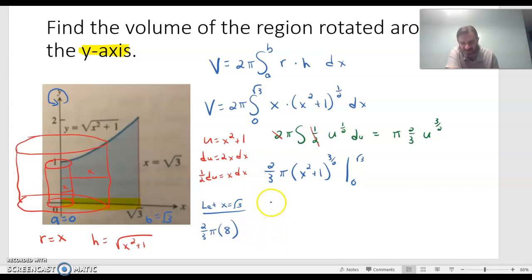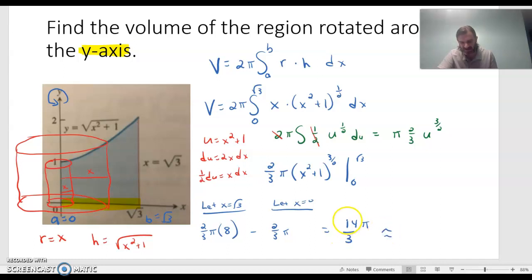And then we're going to let x equal 0. So what happens here? We're going to subtract off 2/3 pi. When we plug the 0 in, it looks like it'll be 1. So let's see what happens here. We got 2/3 pi times 8 minus 2/3 pi times 1. So technically we've got 16/3 minus 2/3. So that's like 14/3 pi.